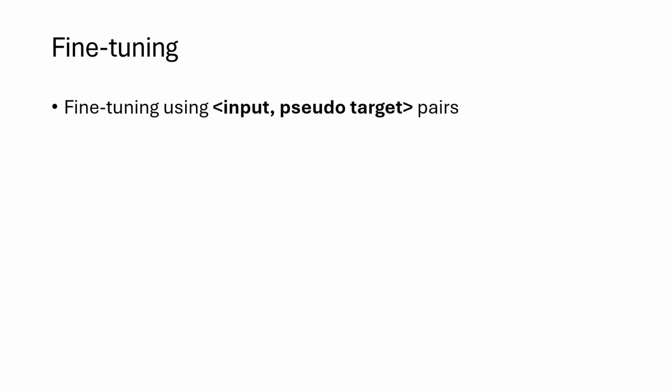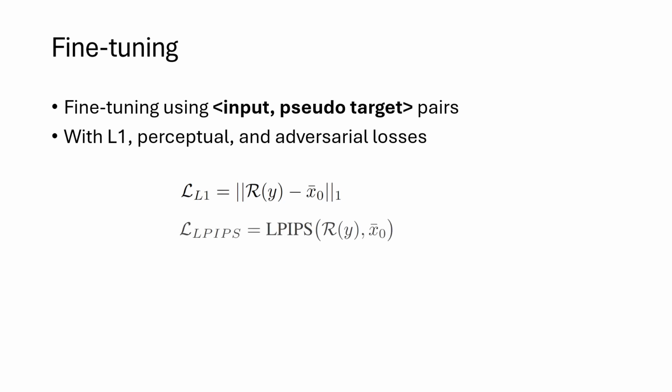After obtaining the pseudo-ground truth from the diffusion model, we fine-tune the pre-trained restoration model with the low-quality inputs and pseudo-target data pairs. We apply the widely used image-level L1 loss, perceptual loss, and adversarial loss to achieve a good balance of fidelity and perceptual quality. Please refer to our paper for more details.